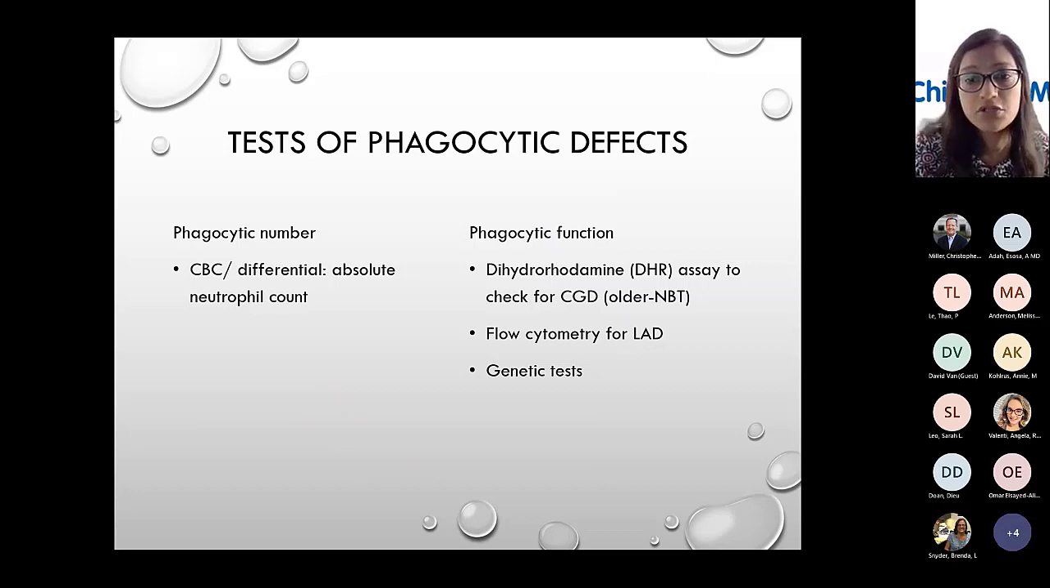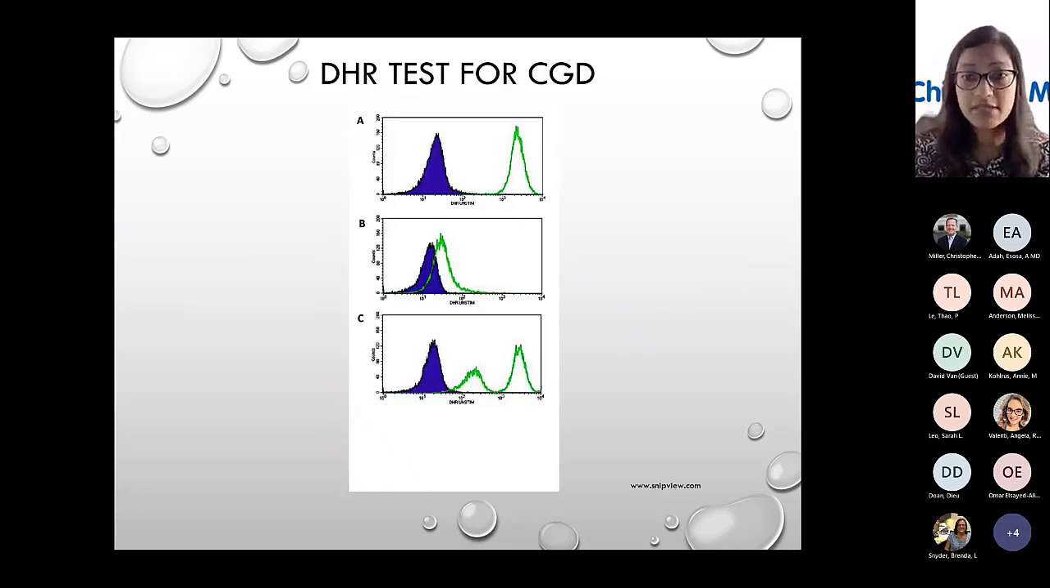All right, moving on to testing for phagocytic defects. So again, quantitative and qualitative. You can look at the CBC and look at the neutrophil count to determine if there is neutropenia or not. Or there are various tests that can be done for specific types of neutrophilic disorders like chronic granulomatous disease or leukocyte adhesion defect. And then genetic testing is important in some of those disorders.